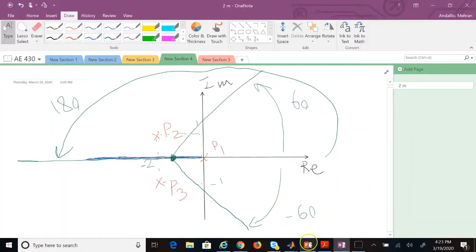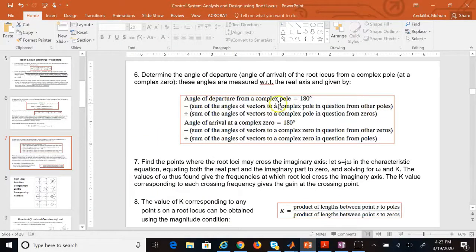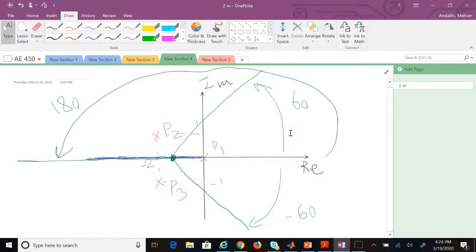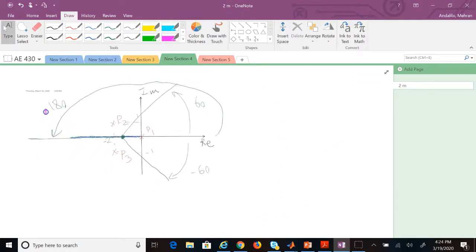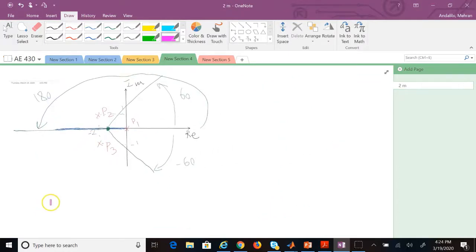Now, how do I calculate them? This one says if you have a complex pole, the first one is 180 minus some of the angles from other poles to this pole plus some of the angles from other zeros to this pole. So in this case, if I go back, what do I have in this case? Let me use a different color. So there is no zero, so life is good. So all I have is 180. Such a nice thing. 180 minus summation of the angles from other poles to this pole.